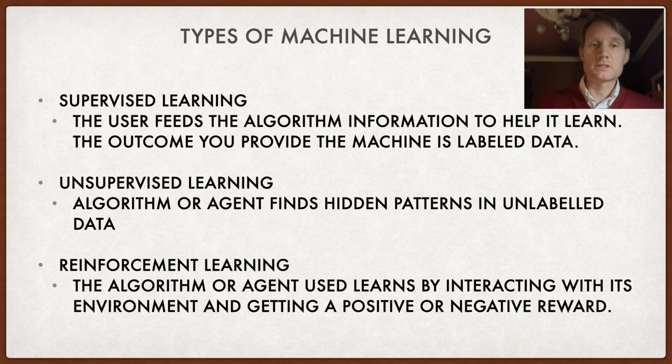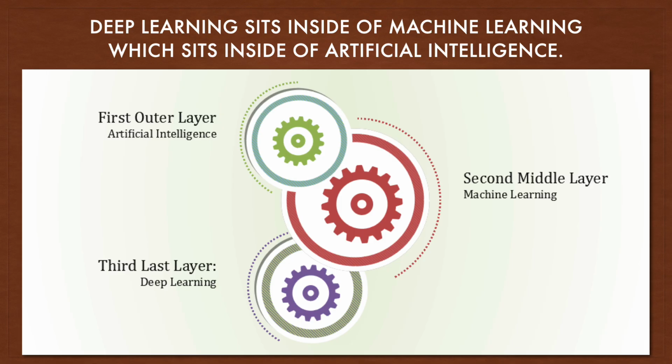So let's go back to machine learning, because this is a really important one that we will definitely be using at some stages later in this course. Supervised learning is one type of machine learning, and that includes the user feeding the algorithm information to help it learn. The algorithm you provide the machine is labeled data. And unsupervised learning finds hidden patterns in unlabeled data. Finally, reinforcement learning. The algorithm or agent learns by interacting with the environment and getting a positive or negative reward.